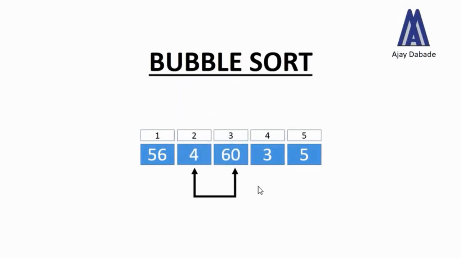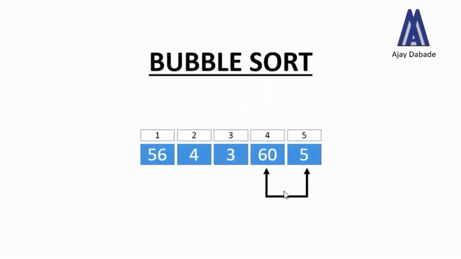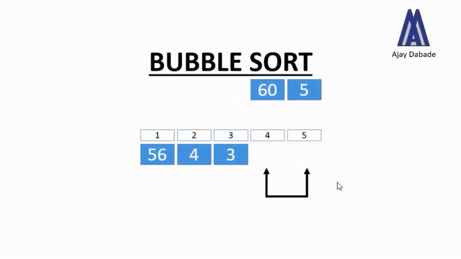Now we will compare positions 3 and 4, that is the numbers 60 and 3. Since 3 is less than 60, with the same technique we will swap the numbers. At last we will compare positions 4 and 5, that is 60 and 5. Since 5 is less than 60, we will swap the numbers.